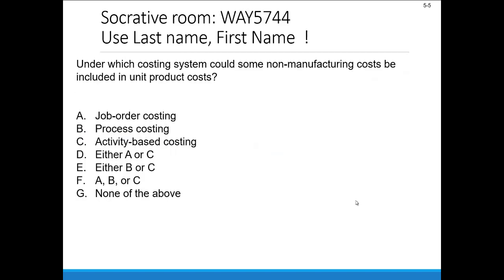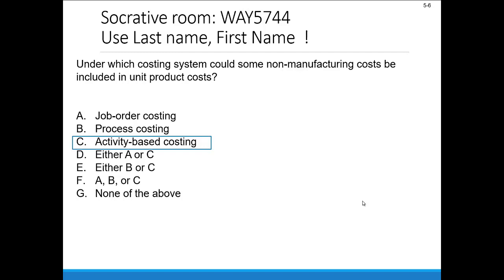All right, next up, under which costing system could some non-manufacturing costs be included in unit product costs? Give that some thought, pause here, and then come back for the solution. So that would be C, under our activity-based costing, or ABC.